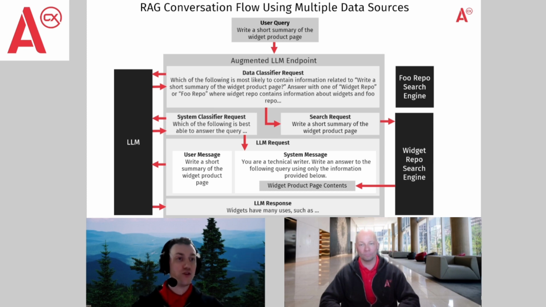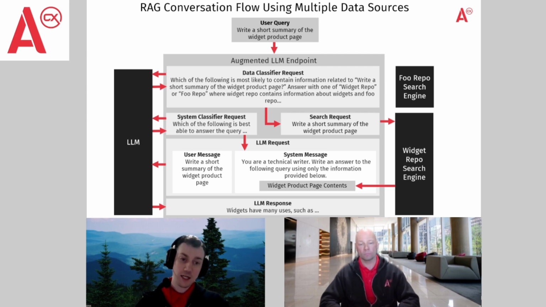So in this even more complicated example, what we can see is that we have two data repositories. We have the foo search engine and the widget search engine. And when we receive a query, the first thing we do before trying to discover which system prompt to use or searching for the data is we ask the LLM, which of these two search engines do you think is most likely to contain information relevant to this question?